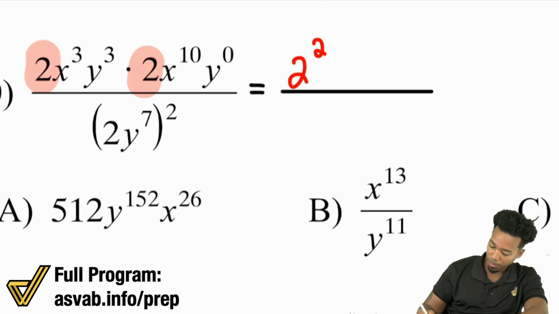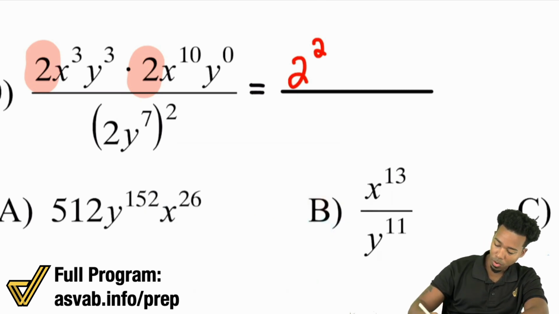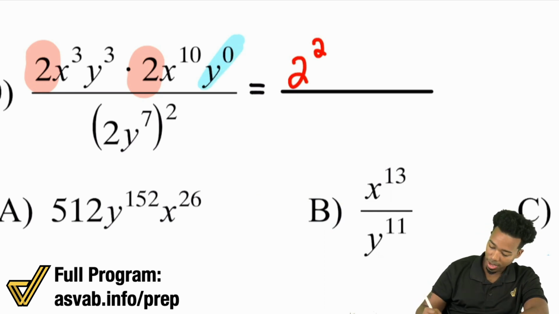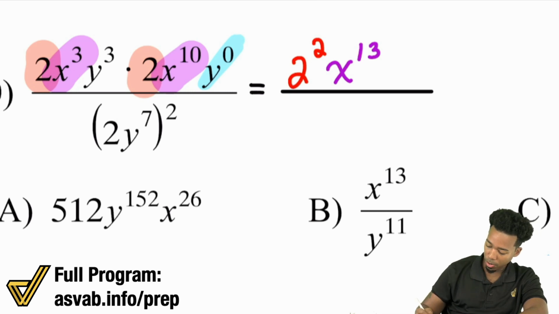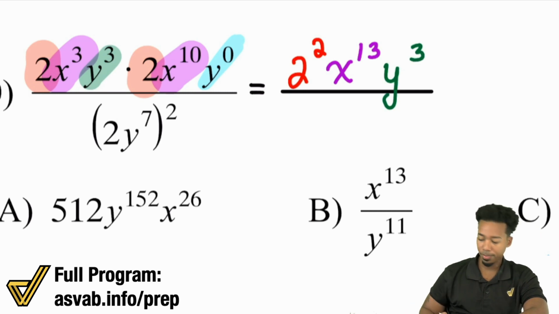Up next, what I notice is, oh wait, we have y to the power of 0, so that cancels out. Goodbye. Then we have x cubed over here and x to the power of 10, so that can be x to the power of 13. And then the y cubed from earlier, we just repeat it as y cubed.